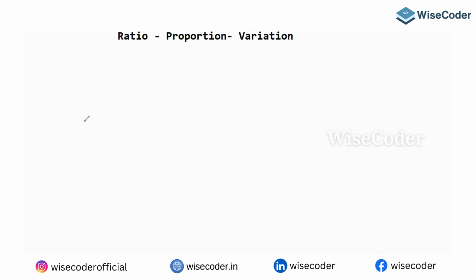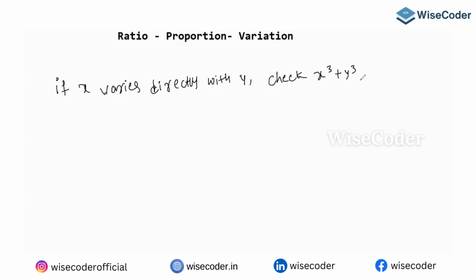If x varies directly with y, you need to check whether x cube plus y cube varies with x cube minus y cube.